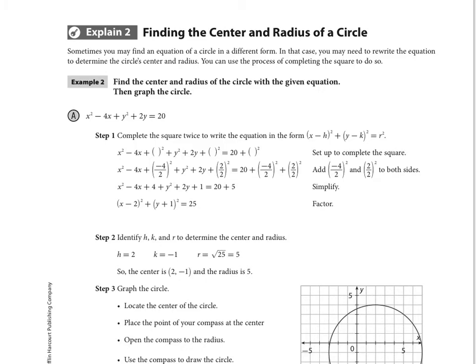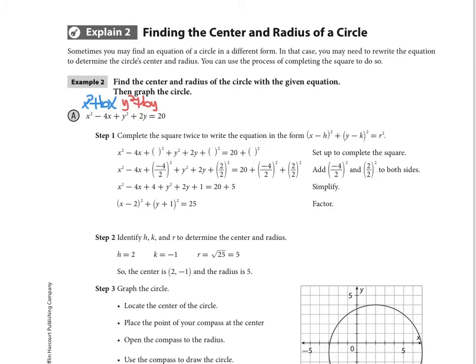So we're going to take our x squared minus 4x, and we're going to pretend that that is our x squared plus bx for our x terms, and that our y terms are y squared plus by. Now remember, we talked about taking the b value, or the linear term each time, cutting it in half, and plugging it into the equation.